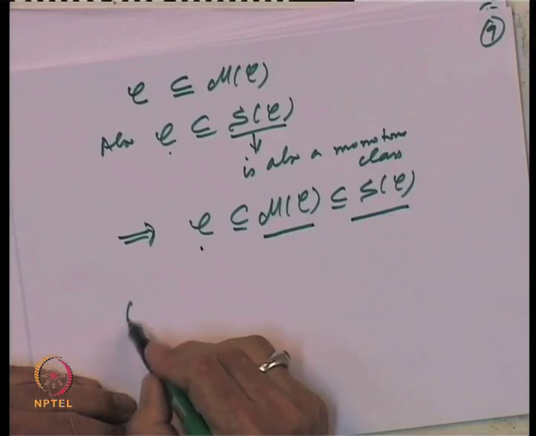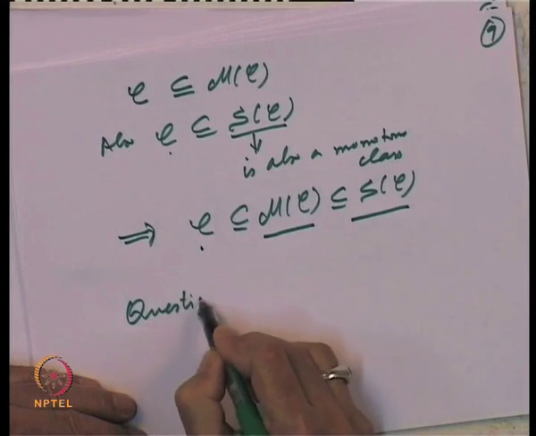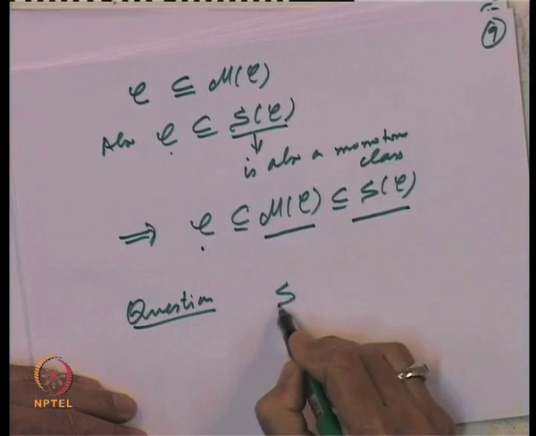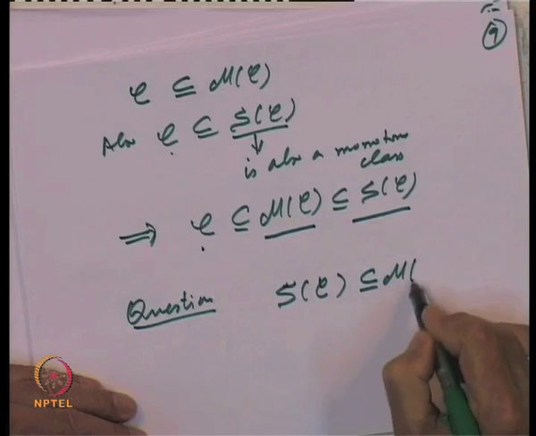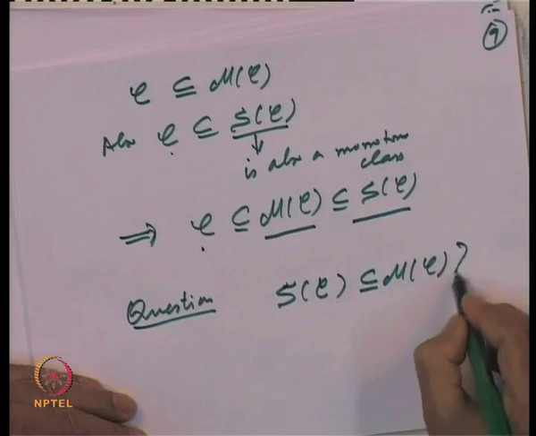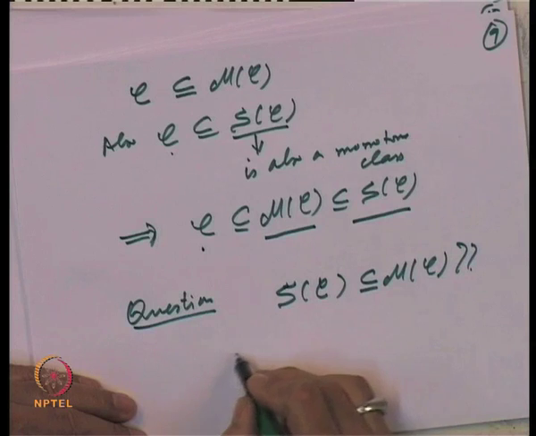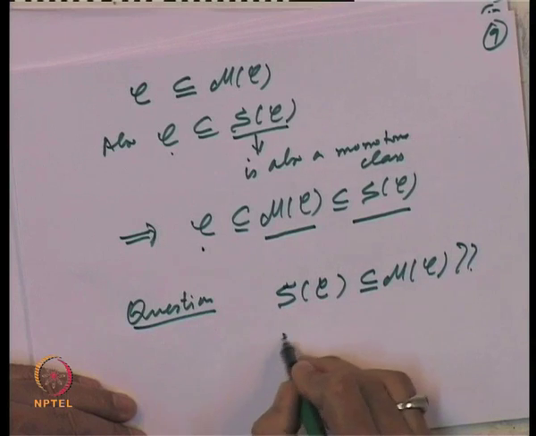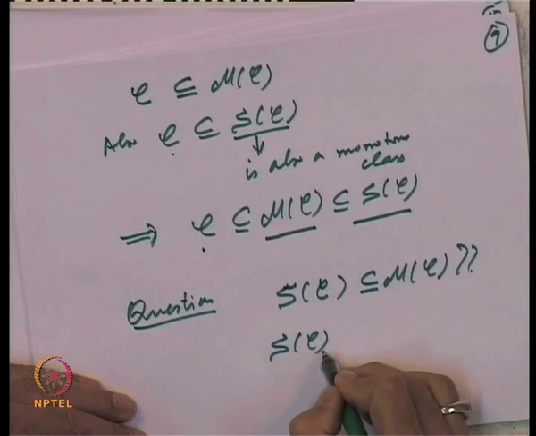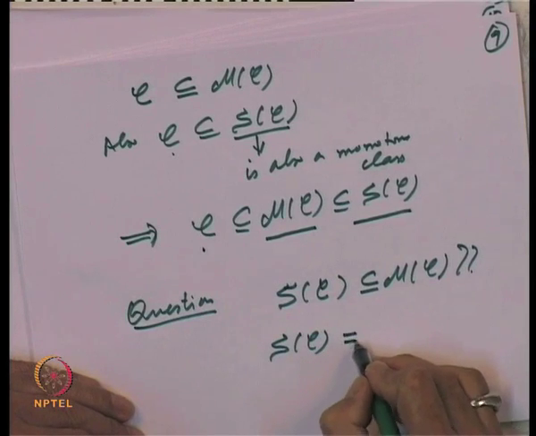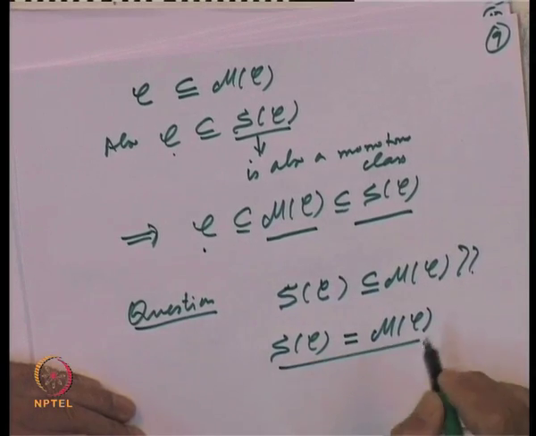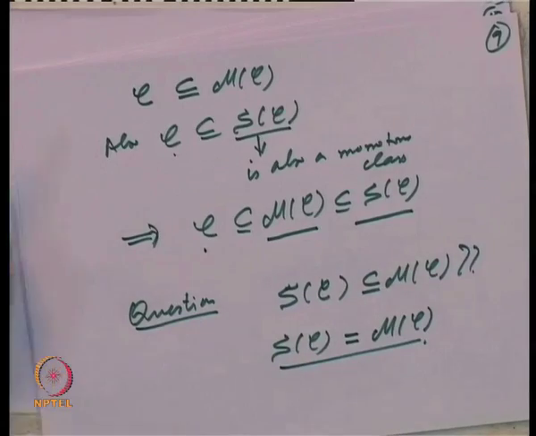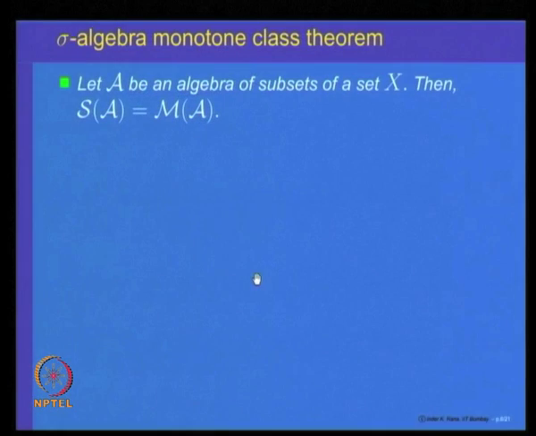We want to analyze the question: when can we say S of C is also a subset of M of C? When is this true? That is the same as saying, when is the sigma algebra generated by a collection S of C equal to M of C? And the answer is given by the next theorem, which says that if C is an algebra, then this is true.